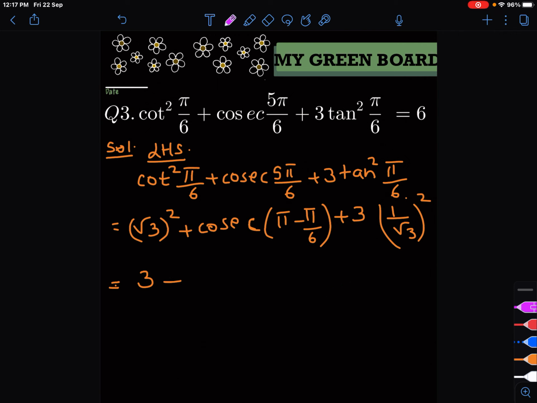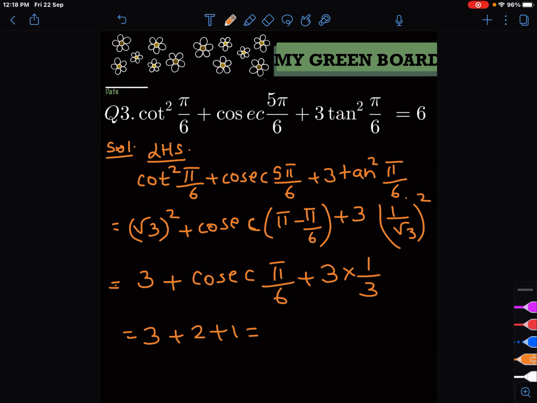Now 3 plus cosec pi by 6 plus 3 into 1 by 3. Now the value of cosec pi by 6 is 2, we know that, plus 1, which is equal to 6, which is equal to the RHS. So we got the LHS and RHS as equal. Okay, so hence proved.